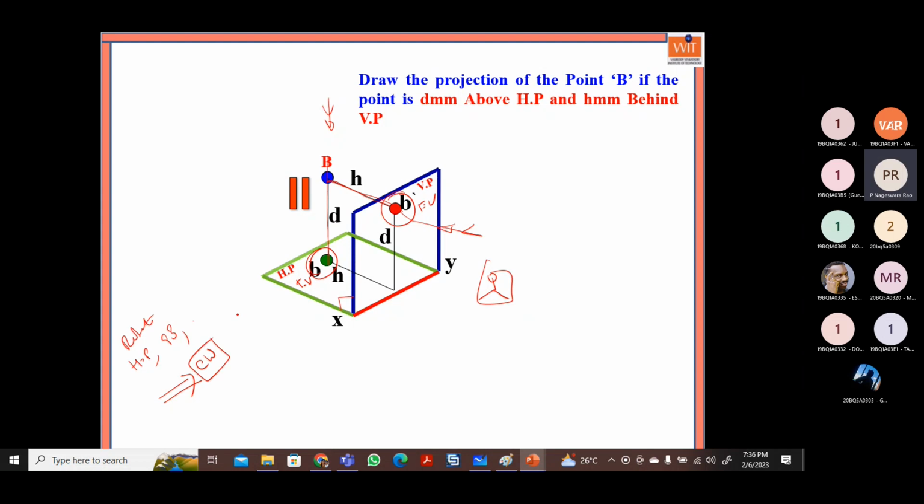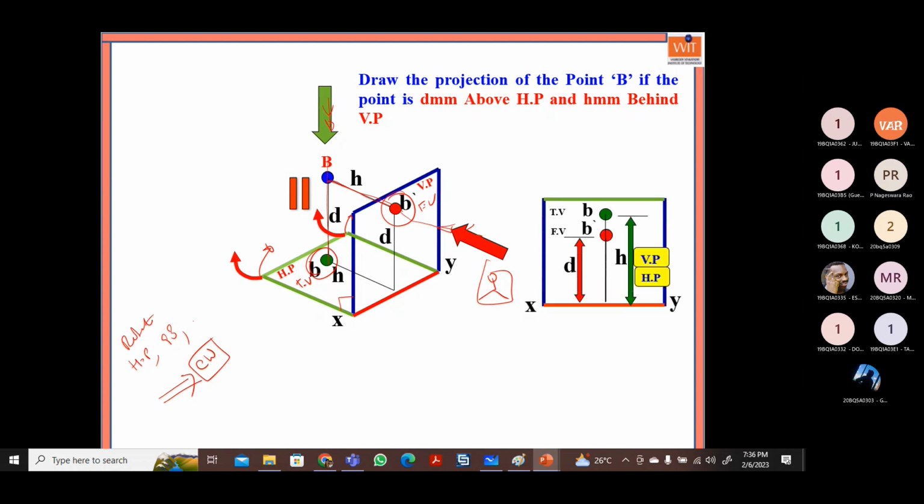Okay. So now clockwise means this horizontal plane we have to rotate like this, isn't it? When you rotate like this, this horizontal plane moves like this and matches with the vertical plane. It becomes like this. That means here, in the case of the second quadrant, both images, the front view image as well as the top image, are above the XY line. So that is the reason we are not preferring the second angle projection, or what we call the second quadrant.